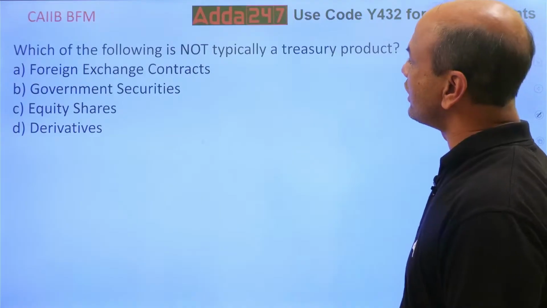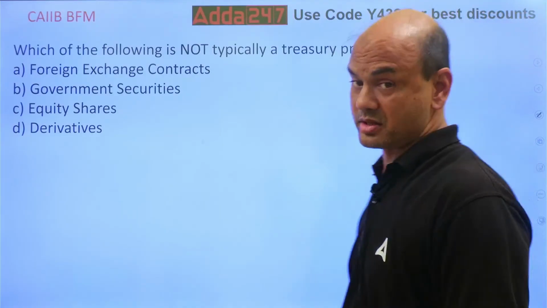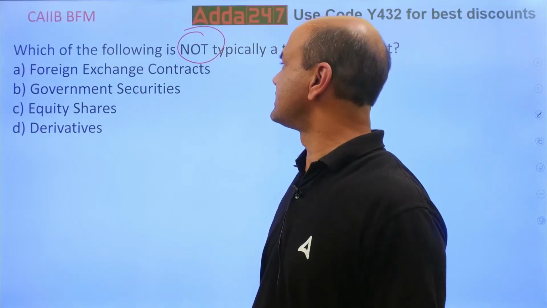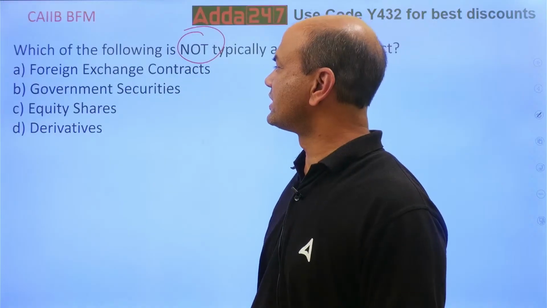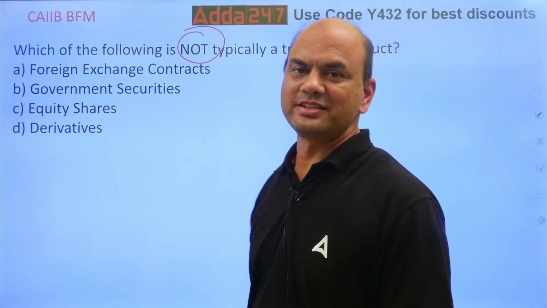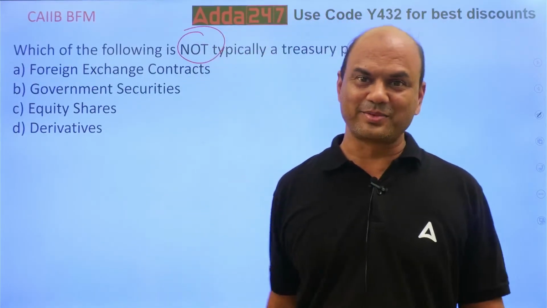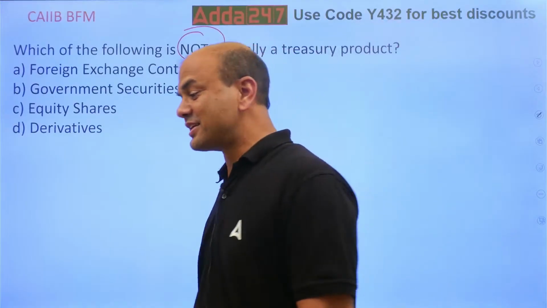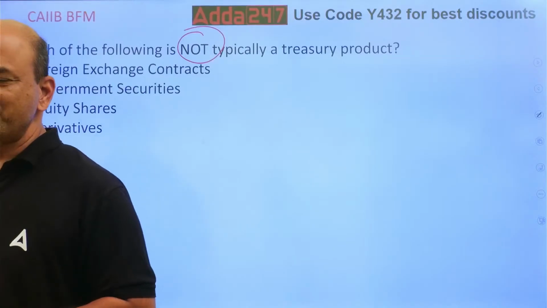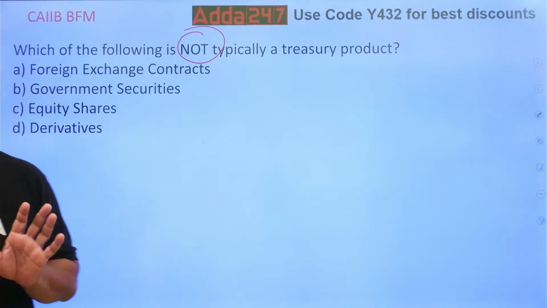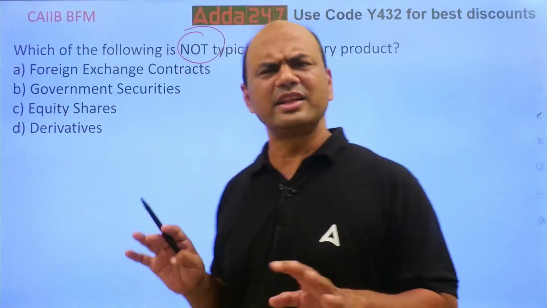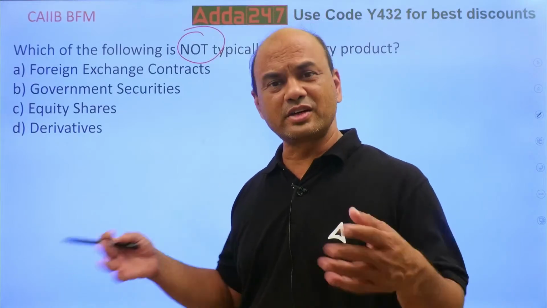Which of the following is not typically a treasury product? Foreign exchange contracts, government securities, equity shares and derivatives. Which of them are not the treasury products? Which the treasury logically should not deal in. But it deals. See, what is the question? Not typically. Typically, what does it mean? It is not a product, but then also treasury deals in it.